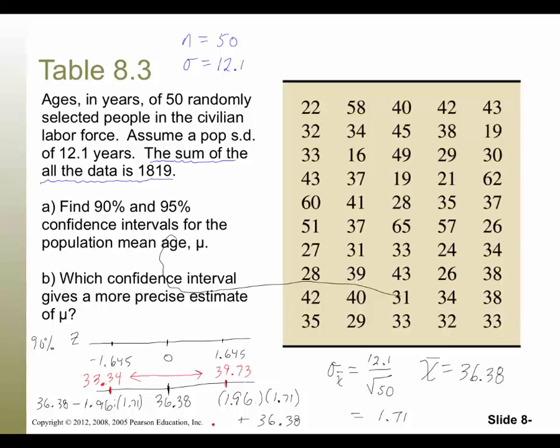Okay, so which interval gives a more precise estimate of mu? The 90% or the 95% confidence interval? Which one of those two gives a more precise estimate? The 90, because more precise means closer in. And so to get more precision, we have to let go of confidence, right? So confidence goes down if you demand more precision. If you want more confidence, then you have less precision. You have a wider range, right?